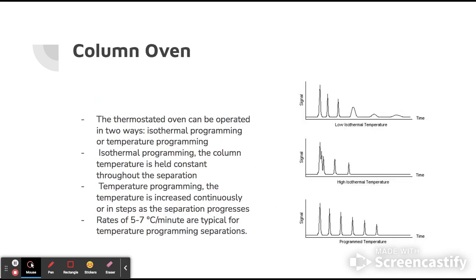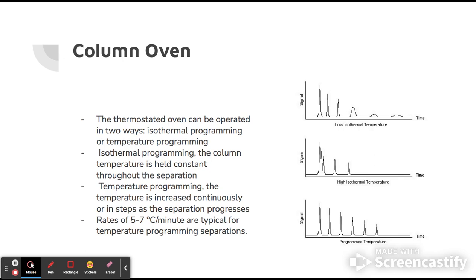Next is the column oven. The thermostated oven serves to control the temperature of the column within a few tenths of a degree to conduct precise work. The oven can be operated in two manners: isothermal programming or temperature programming. In isothermal programming, the temperature of the column is held constant throughout the entire separation. The optimum column temperature for isothermal operation is about the middle point of the boiling range of the sample.